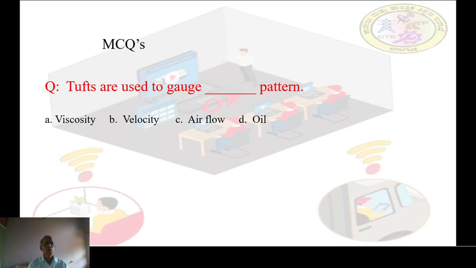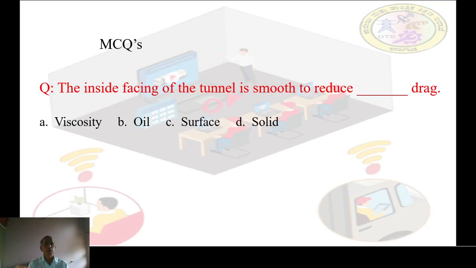Next question, number 2: tufts are used to gauge the blank pattern. The multiple-choice options are A, viscosity; B, velocity; C, airflow; and D, oil. The correct answer is C, airflow pattern.